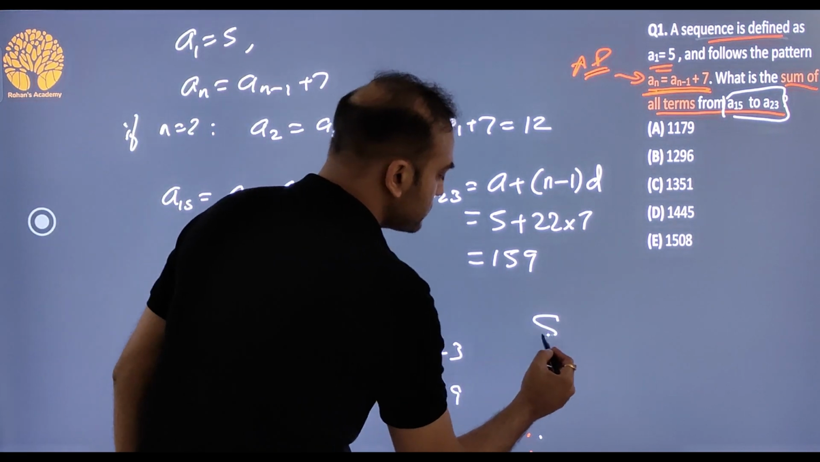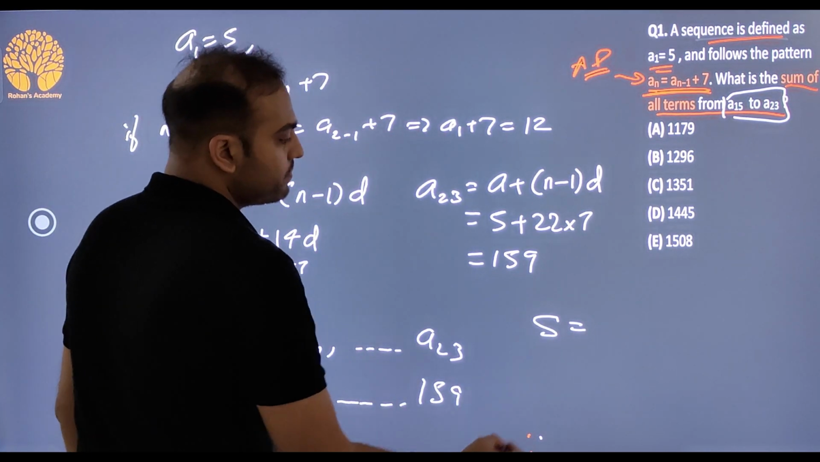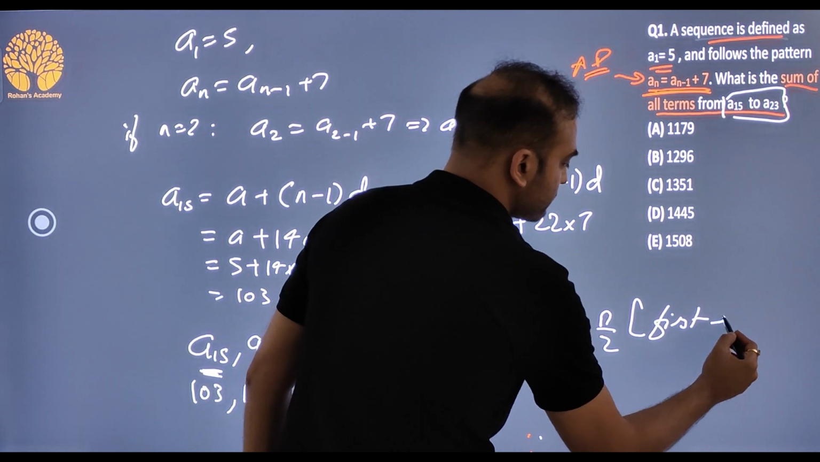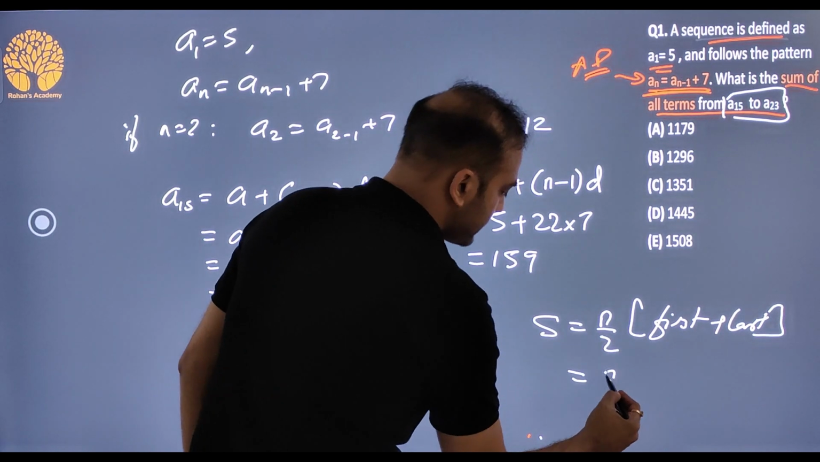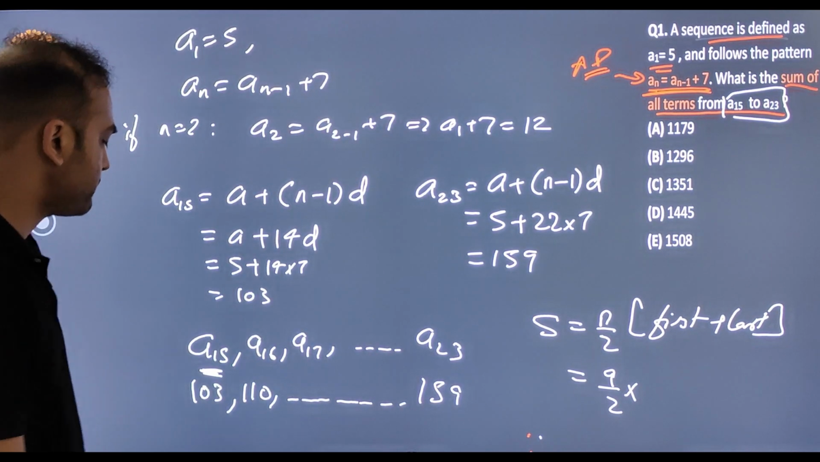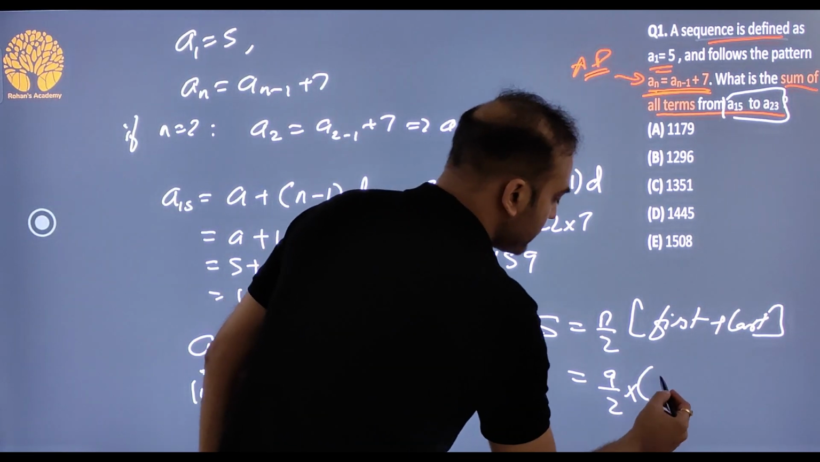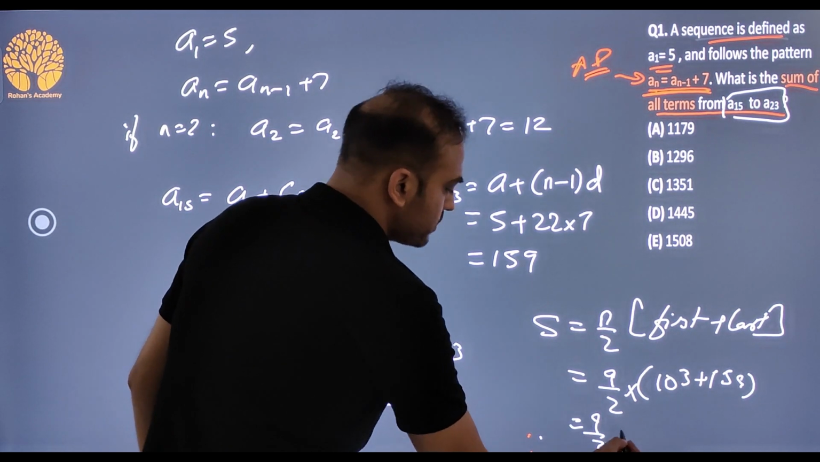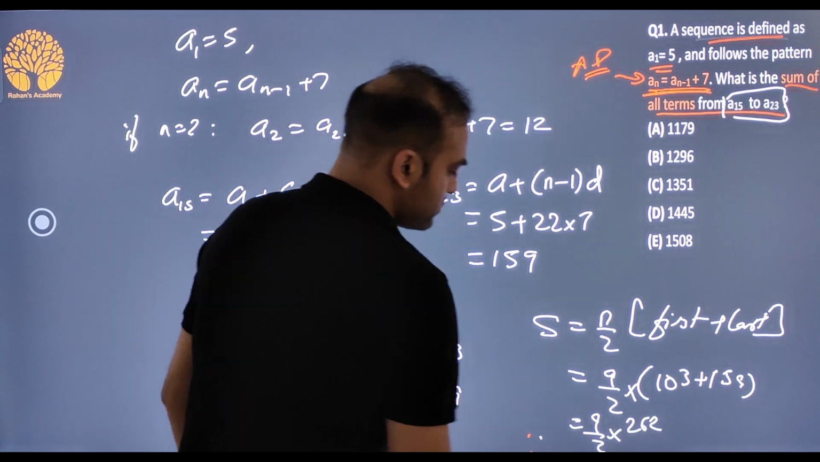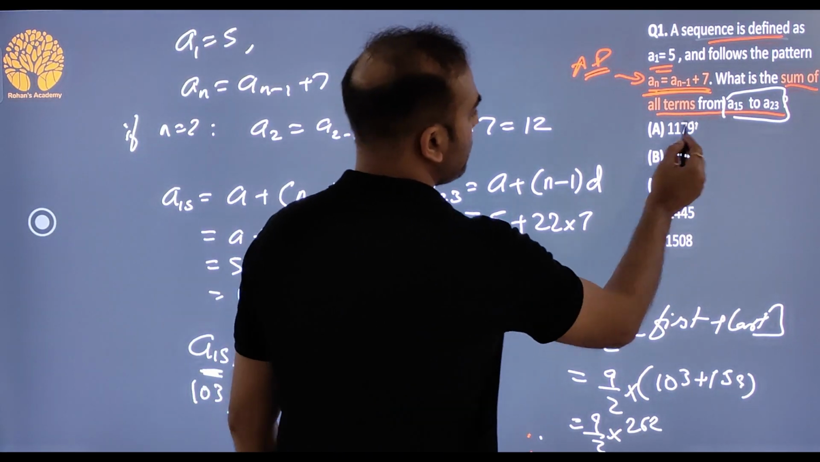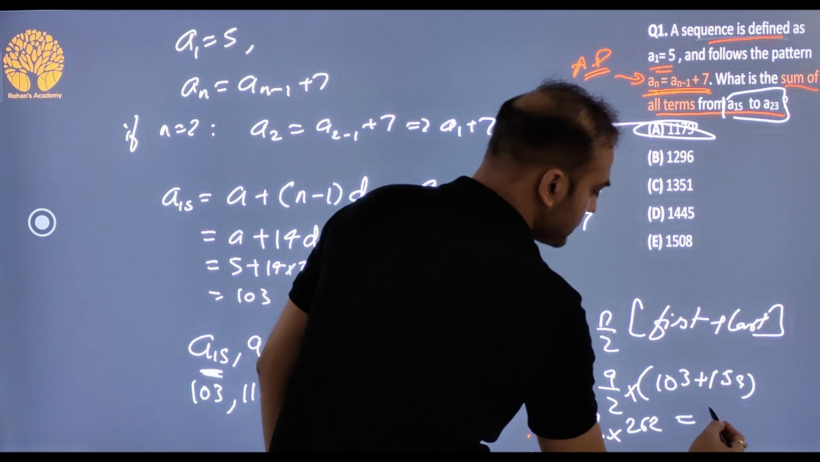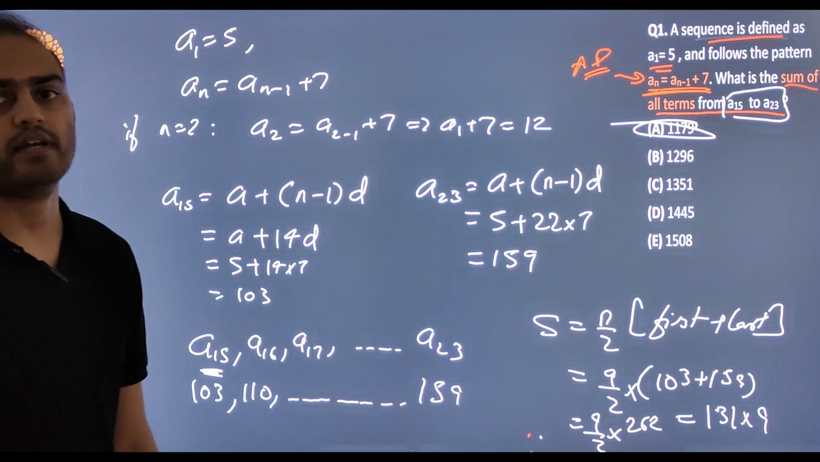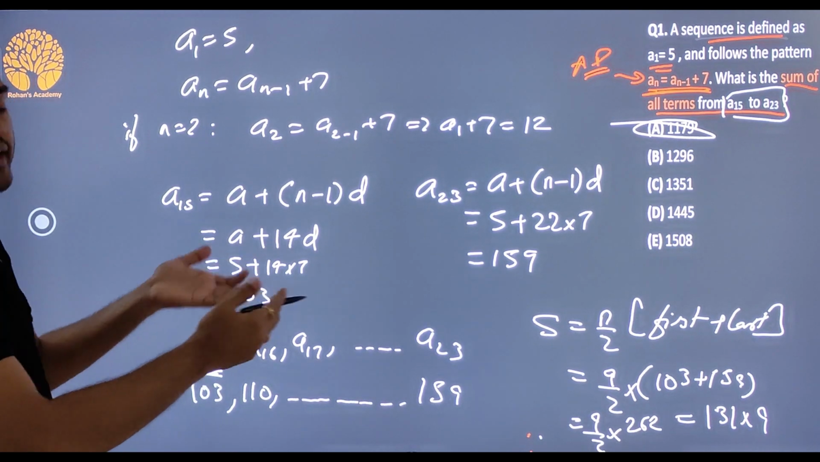So the sum formula gives the sum of these terms as n by 2 into (first plus last). That is 9 by 2 times (103 plus 159), that is 9 by 2 times 262, that's 131 into 9. If you solve this, 131 times 9 is 1179. So this is your theoretical way to solve.